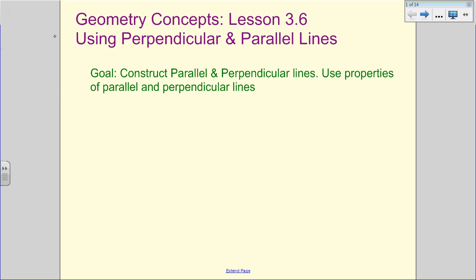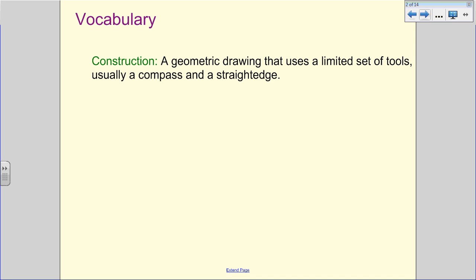All right, ladies and gentlemen, let's take a look at lesson 3.6, using perpendicular and parallel lines. So we're going to construct, we're going to explain what that means. We're actually going to take a look at that in class on Friday, tomorrow, and then use the properties of parallel and perpendicular lines. So a construction is a geometric drawing that uses a limited set of tools, usually a compass and a straight edge. And so that's what we're going to get to use tomorrow. We're going to take a look at how to use that compass and how to actually construct something.